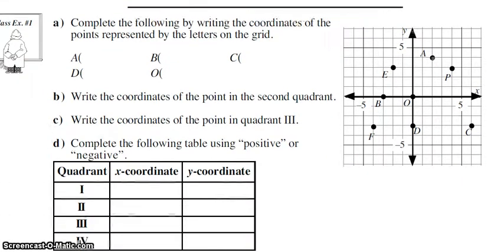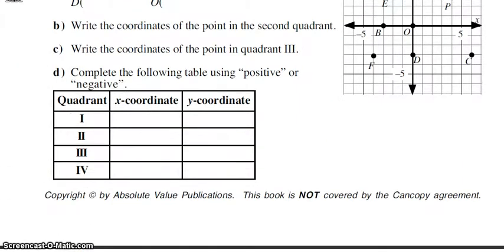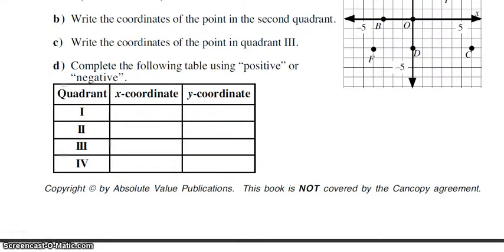For every quadrant, the x coordinate and y coordinate are positive for quadrant 1. Quadrant 2 has a negative x coordinate but a positive y coordinate. In quadrant 3, both of them are negative. Finally, in quadrant 4, you have a positive x coordinate and a negative y coordinate. So this is just all review. This lesson is very straightforward. All right, moving on to the next page.